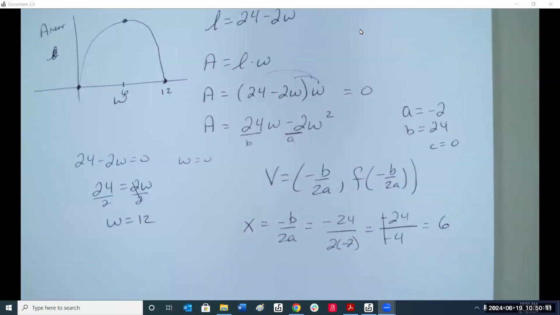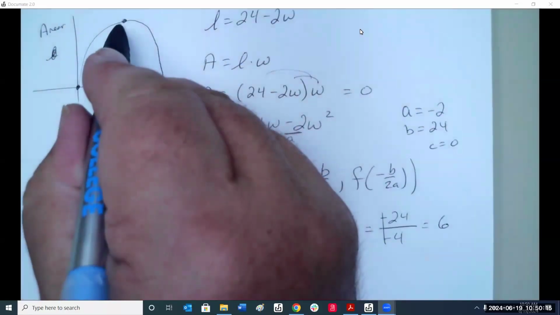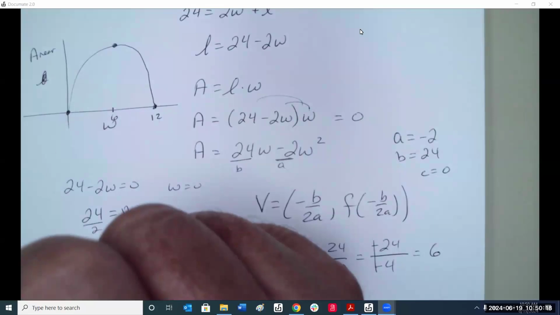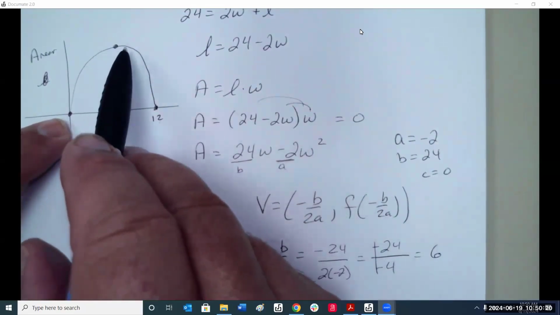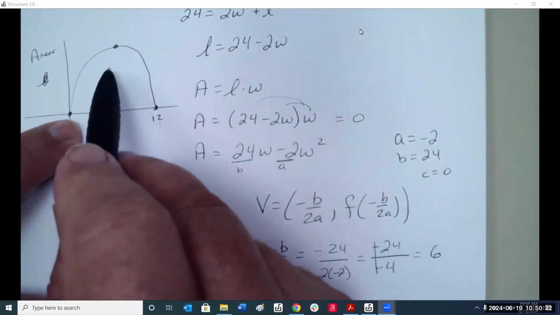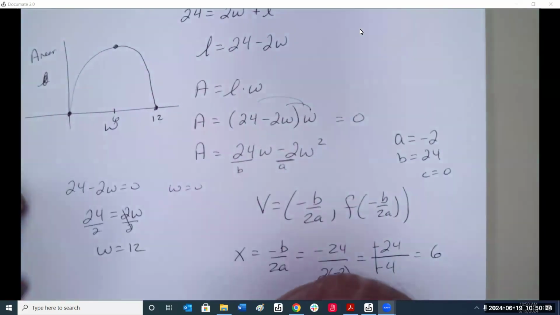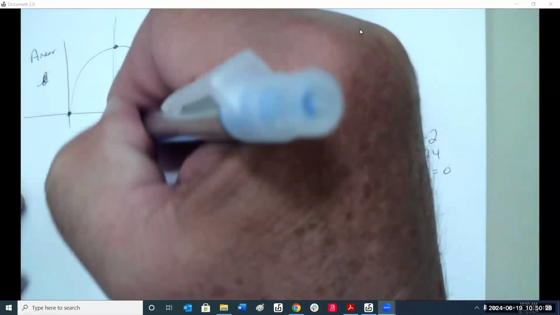Well, I knew that was going to happen. Because remember, the vertex is symmetric. The vertex in quadratic equations is always midway between your x-intercepts. Because that's your axis of symmetry.